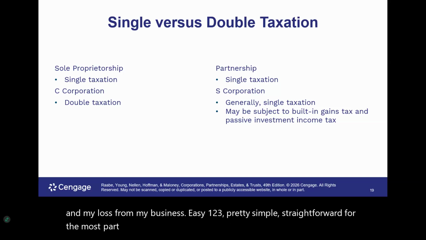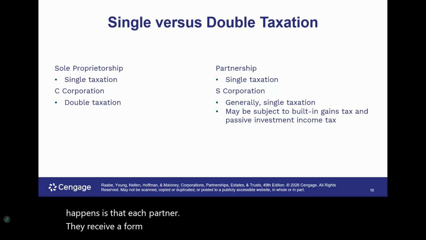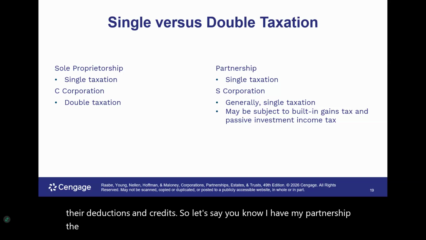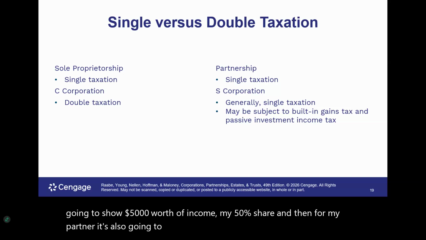Partnership, there's also a single taxation, but what simply happens is that each partner receives a Form 1065 K-1, and it lists all of their income, their expenses, their deductions and credits. So let's say I have my partnership, the income was $10,000 and I am a 50% owner. Then in such case, my K-1 is going to show $5,000 worth of income, my 50% share. And then for my partner, it's also going to show $5,000. So we each report the $5,000 allocated proportionately on our individual tax return.